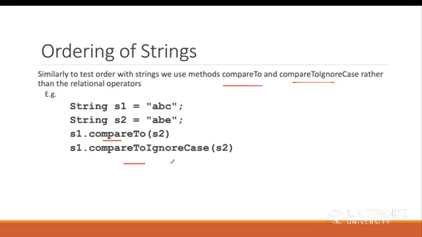Because again, those relational operators are for primitive types and not for string. And this compareTo and compareToIgnoreCase was discussed last week in lectures and in the lecture workshop as well.